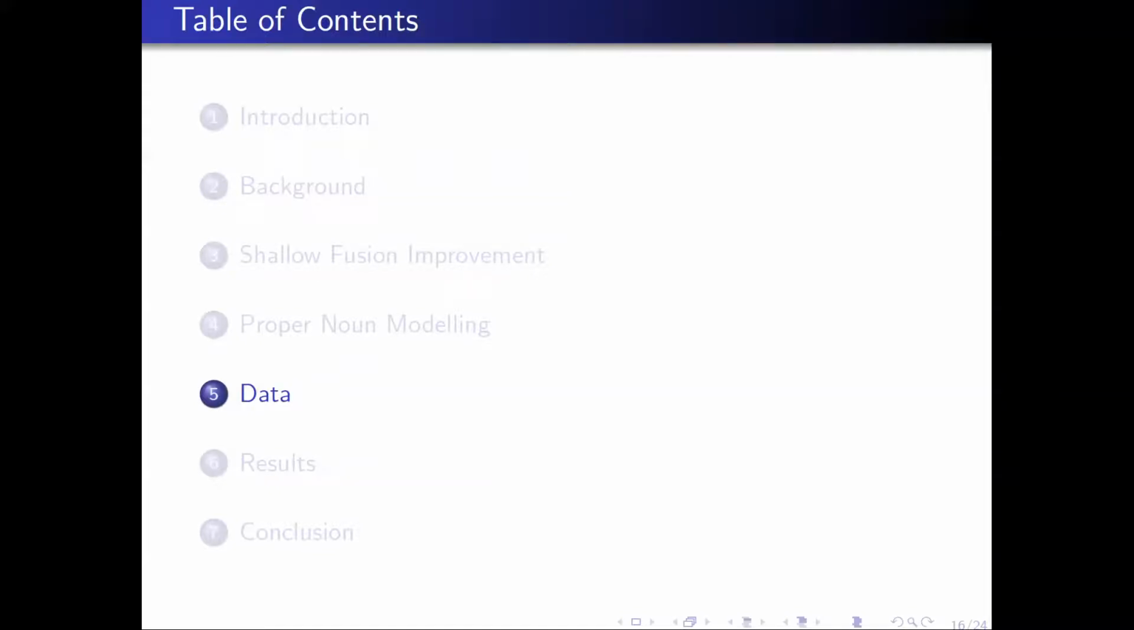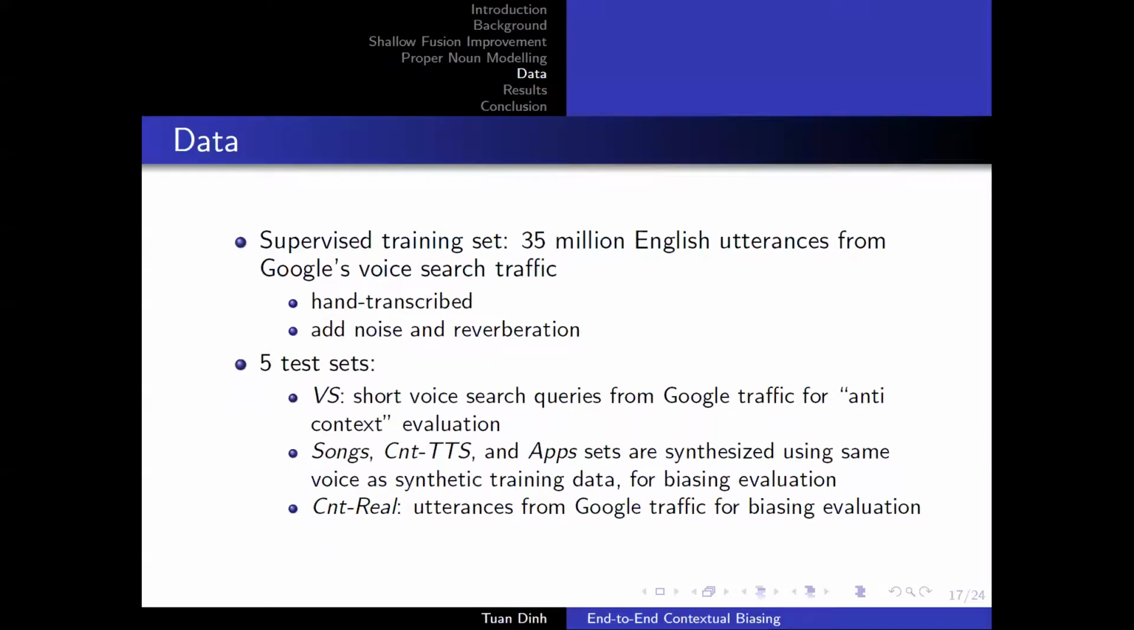This section shows the supervised training sets and the 5 test sets used for evaluation. The supervised training sets consist of 35 million utterances from Google voice search traffic. They are hand transcribed and they are distorted by adding noise and reverberation. And this training set is used to train the RNN-T model.